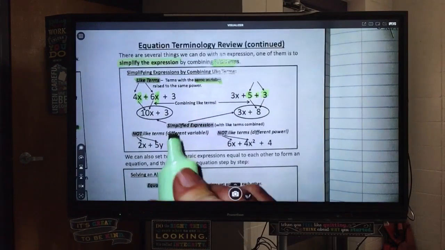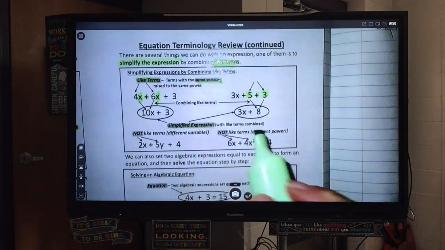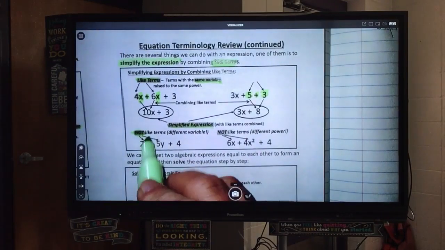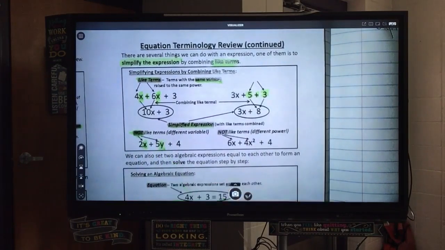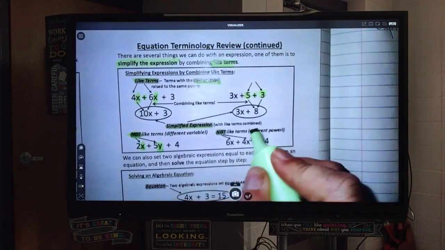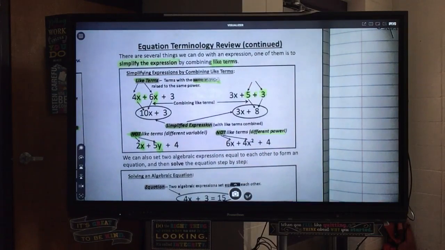Simplifying expressions, and this is with like terms combined. So these are not like terms because our x and our y are different. And something else you need to understand: the powers. So if you have 6x plus 4x squared, you cannot combine those. Why can we not combine those? Ace. Because one is squared and the other isn't.